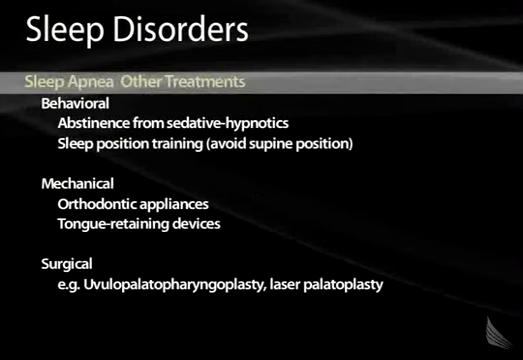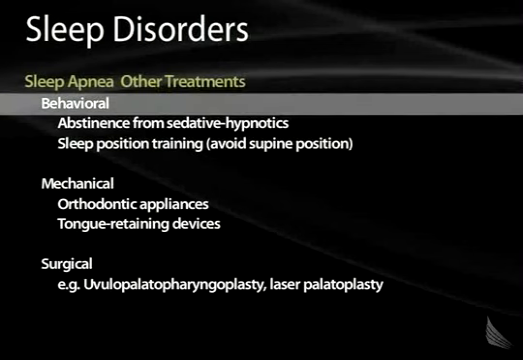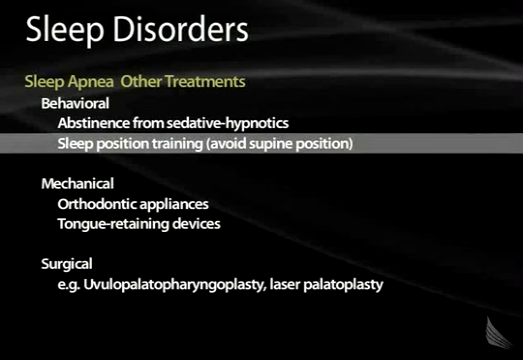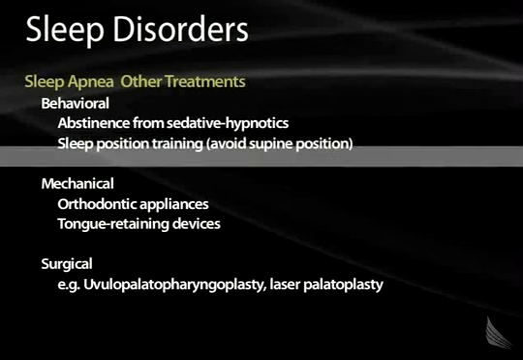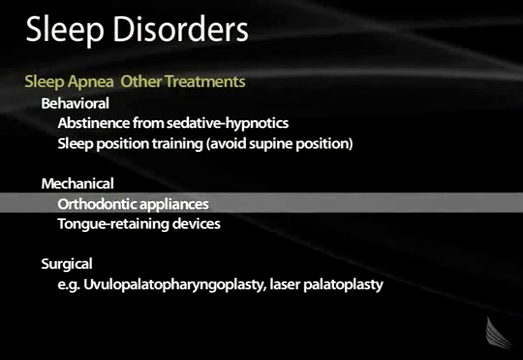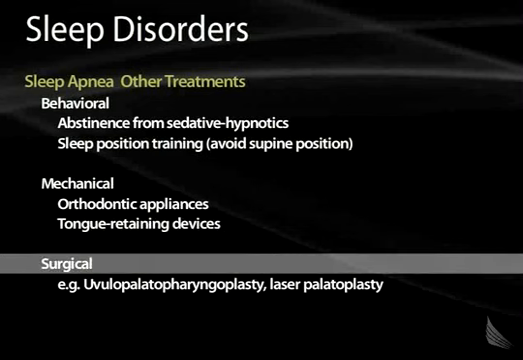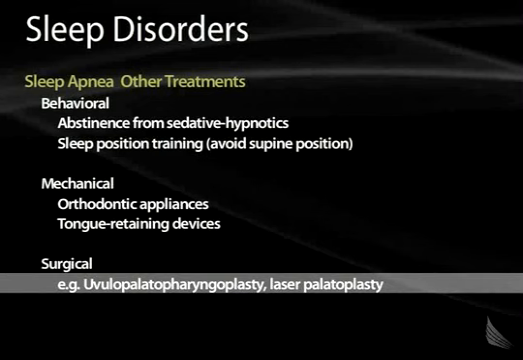Other treatments for sleep apnea are behavioral treatments. Make sure they're not taking a sedative hypnotic, which can pull them into a deeper sleep, and if they have an inconsistent respiratory drive, that can be a big problem. Again, frequently it's better to sleep on your sides because when they sleep on their backs, the snoring becomes worse. You could also use some mechanical devices such as orthodontic appliances or tongue-retaining devices. And surgical options include uvulopalatopharyngoplasty and laser palatoplasty.